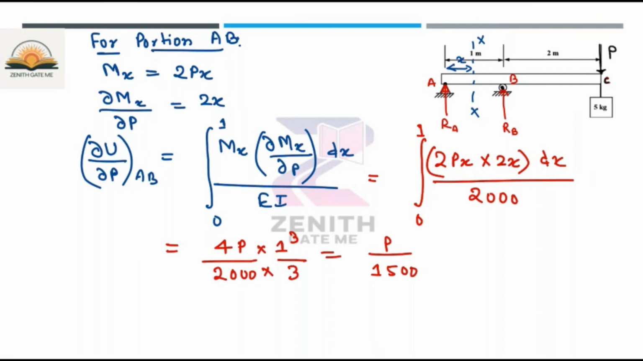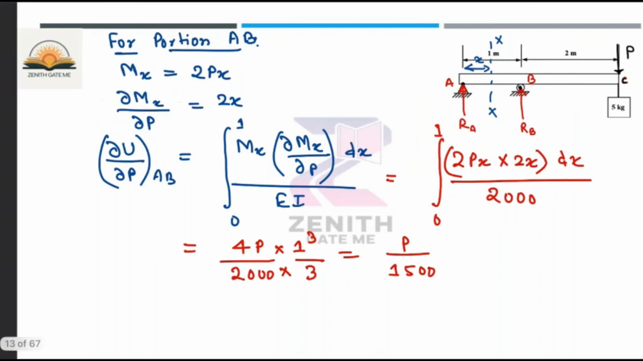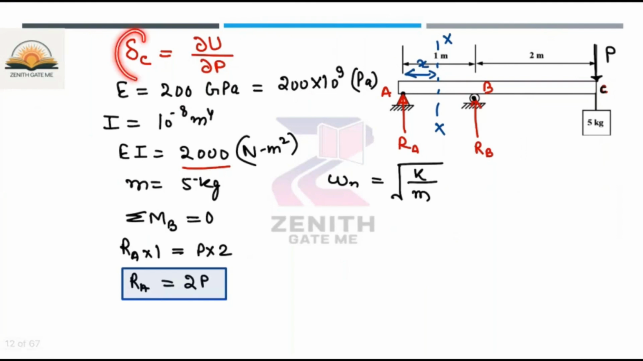Okay, so you have calculated the portion AB strain energy partially differentiated with respect to point load. Why we are doing this? Because we want to calculate the deflection at the C point. Once you know the deflection at the C point, you can easily calculate the stiffness.